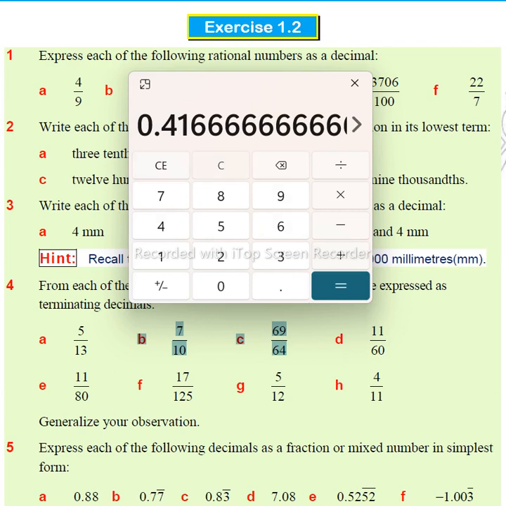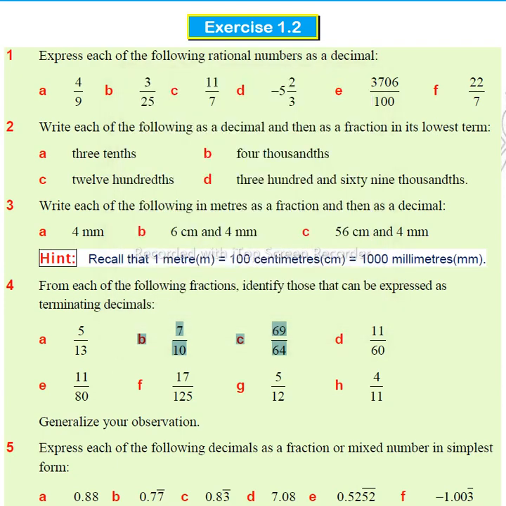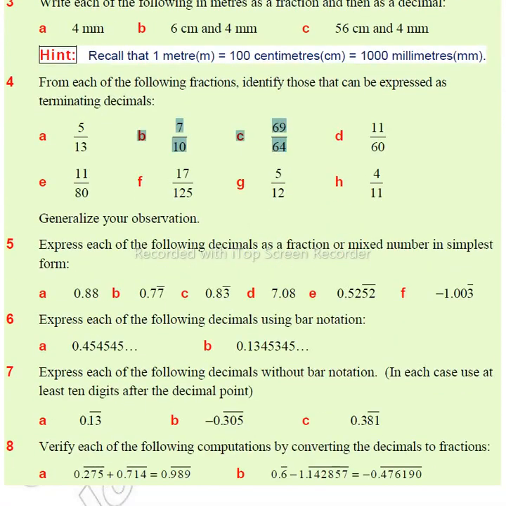And the H, 4 divided by 11. Let us check it. It is also not a terminating decimal. 63 will be repeated infinitely. So this is not a terminating decimal. So as we see, B, C, E, and F are terminating decimals, but the others are not terminating decimals. You can check this by using your computer calculator or mobile calculator.